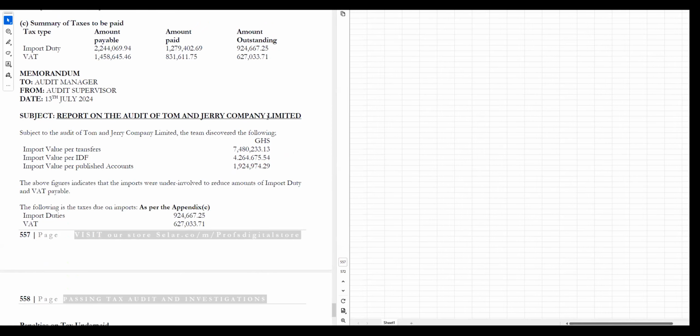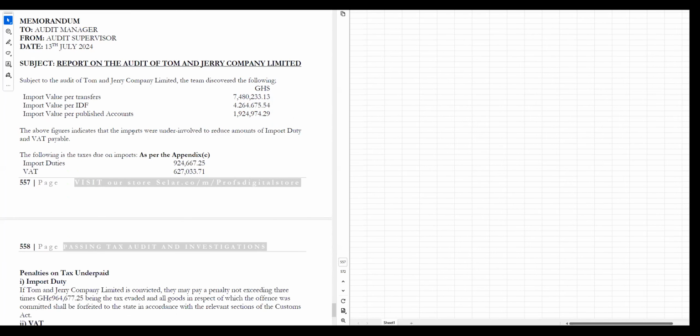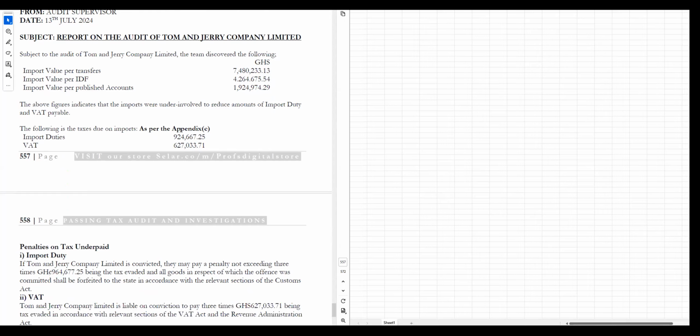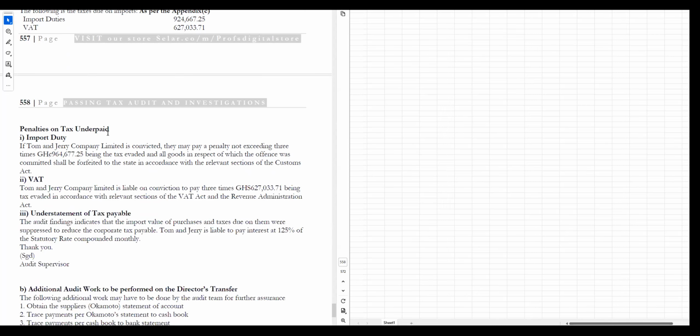So report on the audit of Tom and Jerry. Subject to the audit, this is what we have discovered. The above figures indicated the imports were undervalued to reduce import duty and VAT payable. So the following are the taxes as per the appendix. We have all these taxes. Penalties on tax underpaid, right? Import duty. If the company is convicted, they may pay a penalty not exceeding 3 times. You see here, they directly ask for the penalty, so I brought it.